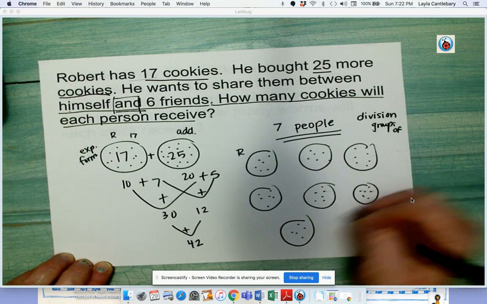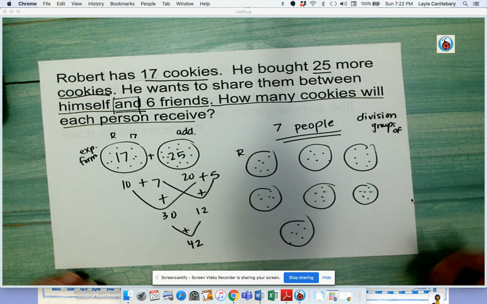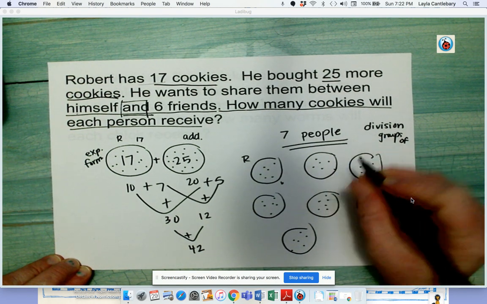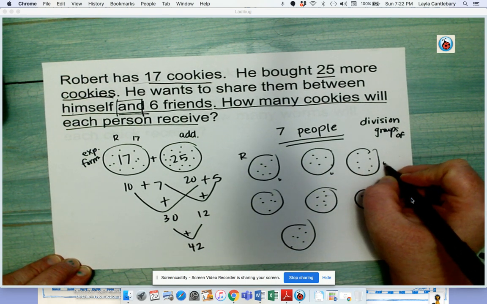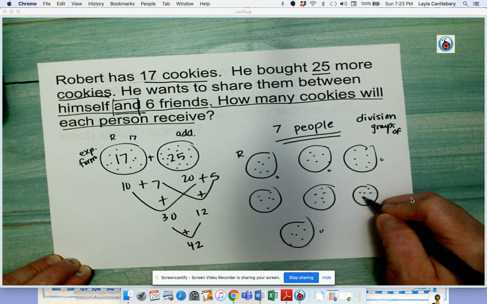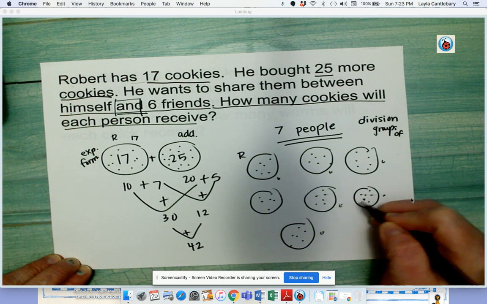40, 41, 42. So I've given 42 out, and I'm just going to go 1, 2, 3, 4, 5, 6. This guy's got 6. That one's got 6. I just like to double check, just to make sure that they all have 6. Yes.